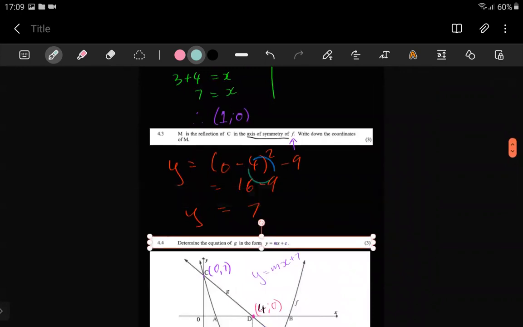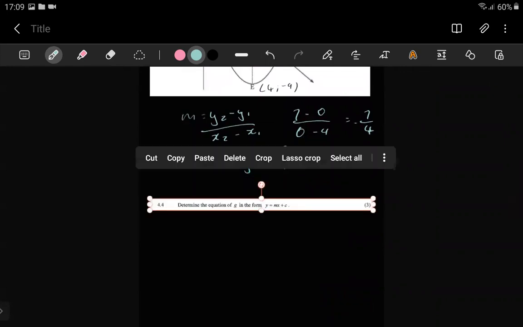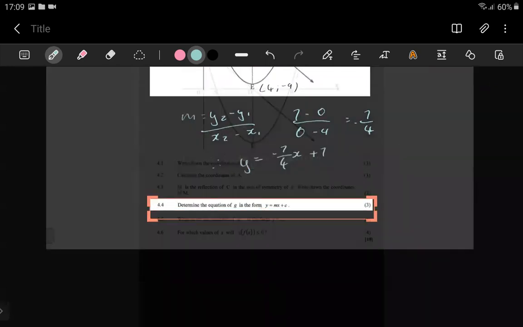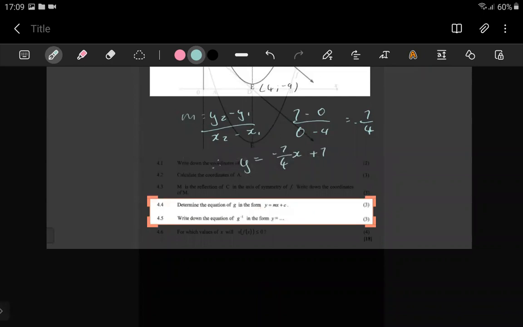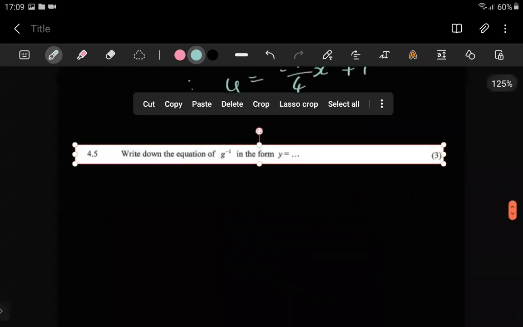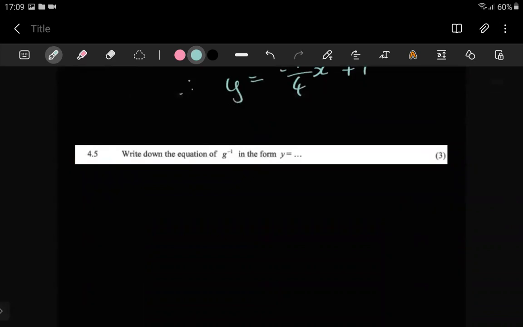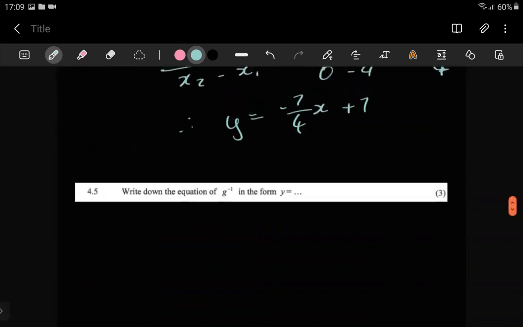So with these questions, the issue is we just need to not be too quick to let it off the hook. So anyways, with this 4.5, what do they want us to do? They're saying here, write down the equation of the inverse of G in the form y is equal to something. So the inverse of G, what do we need to do to get the inverse of G?